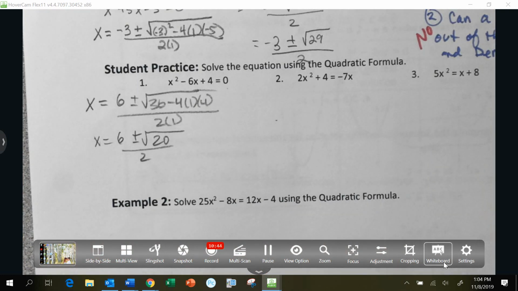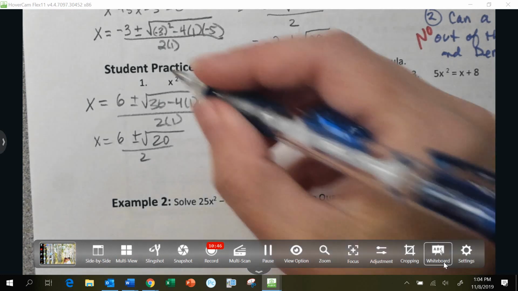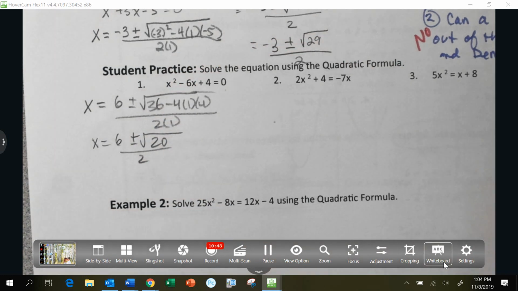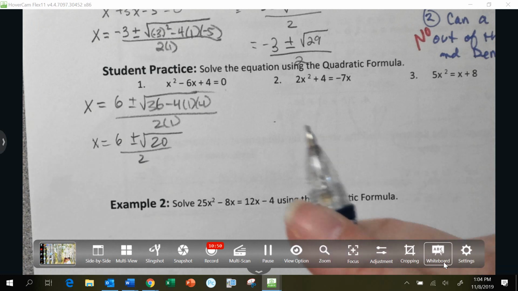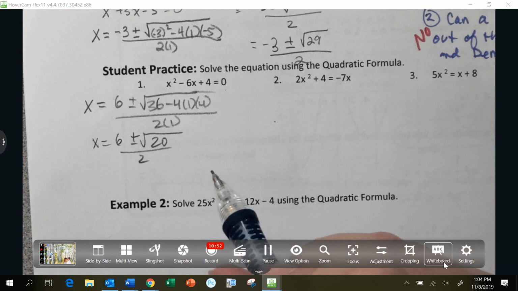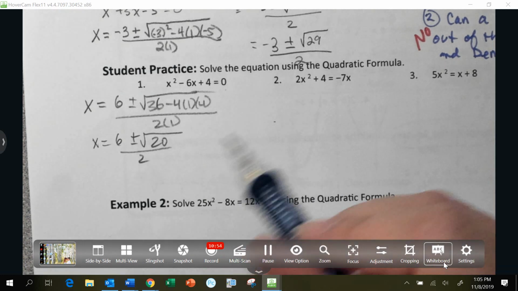Is that 36 or 30? 36. That was a little fast, but you guys can do your math at your own rate when you try this on your own. I'm going to show you the new stuff.